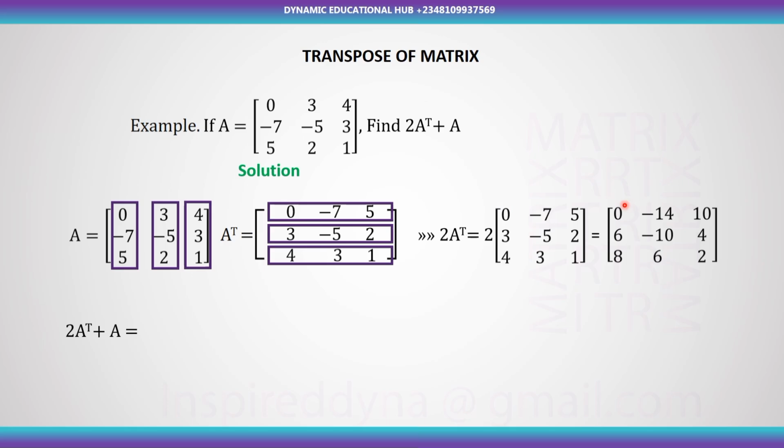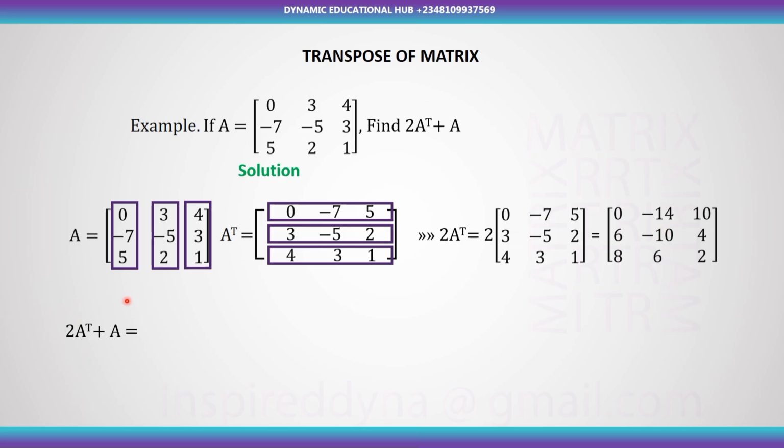2 multiplied by 0, 0. 2 multiplied by 3, 6. 2 multiplied by 4, 8. 2 multiplied by minus 7, minus 14. 2 multiplied by minus 5, minus 10. 2 multiplied by 3, 6. 2 multiplied by 5, 10. 2 multiplied by 2, 4. 2 multiplied by 1, 2. That is our 2A transpose.